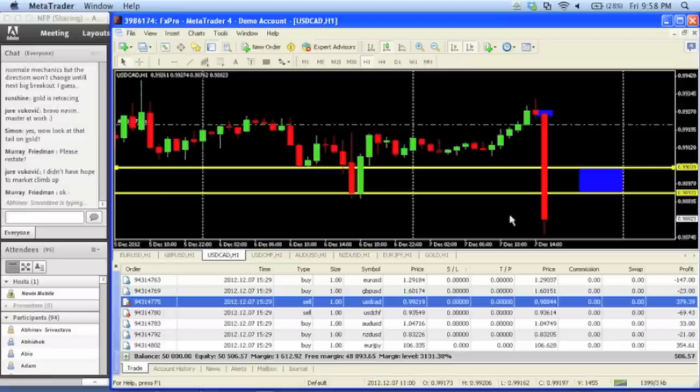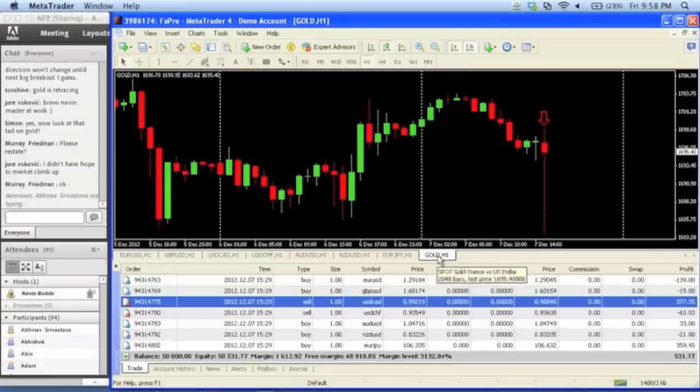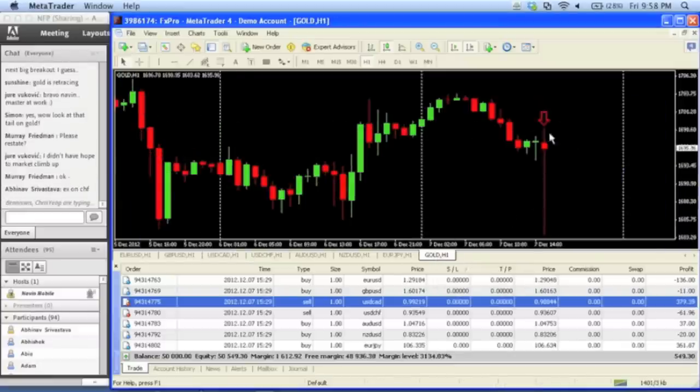Okay. We're currently at 50 pips. Someone said gold. Okay, gold, big retracement. Only in gold have I ever seen it like this. This is a massive move. But okay, that's good. It's helping us out.